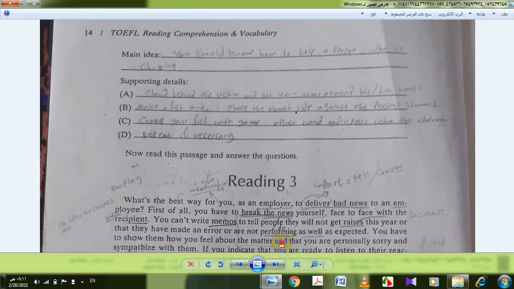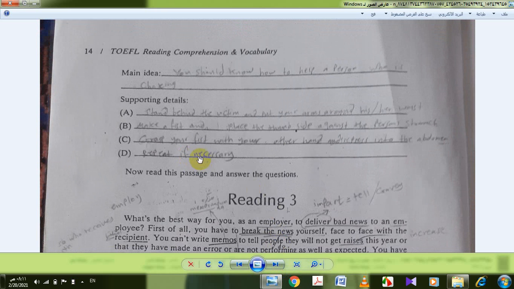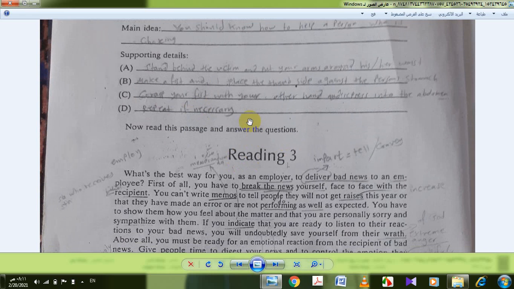Good. Let's go to the questions. Okay, so let's have a look here. What is the main idea? The main idea here is you should know how to help a person who is choking. So the whole text is about the steps to be followed to help a person who is choking. So this is the main idea.